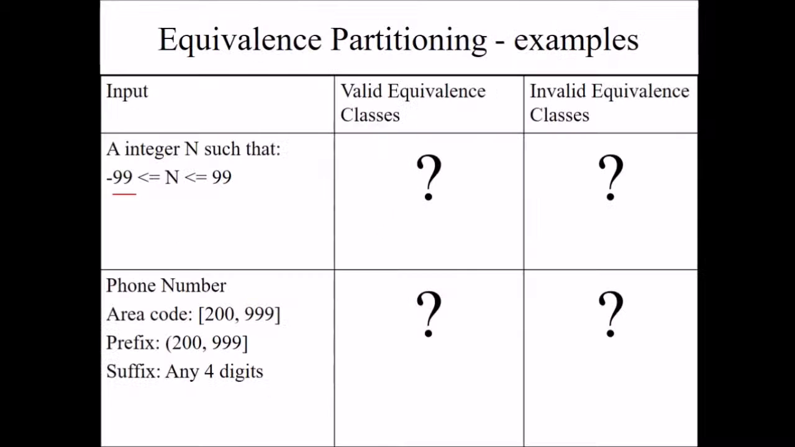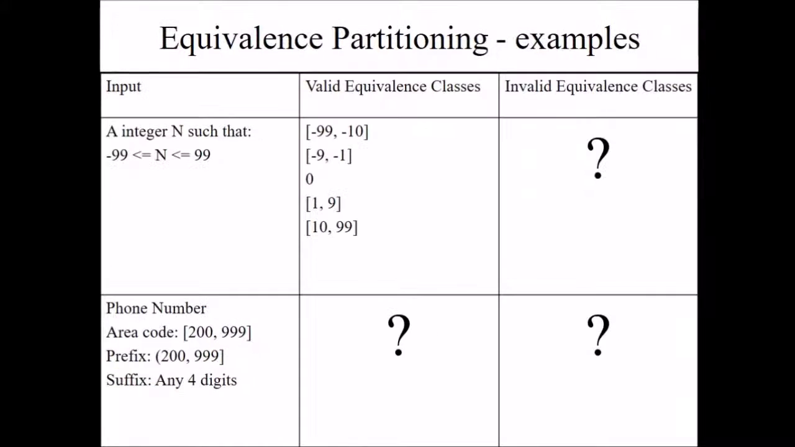For this phone number, we have area code, prefix, suffix, etc. All this being given. Now from 99 to -10, these are equivalence classes. From -9 to -1, these are also equivalence classes. 0, 1, 9, 10, 99. So what we have done is, if you consider it to be a number line, we have this 0 here, 99 here, and -99 here.